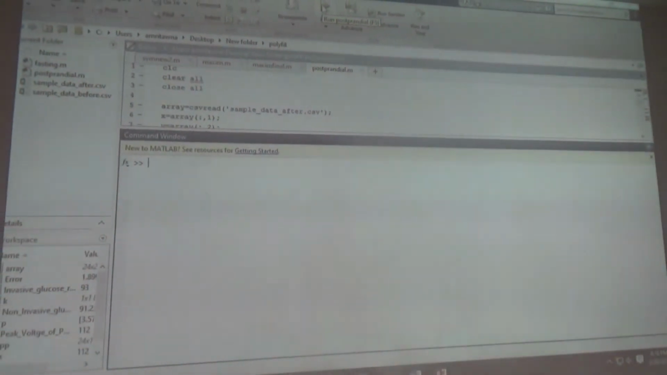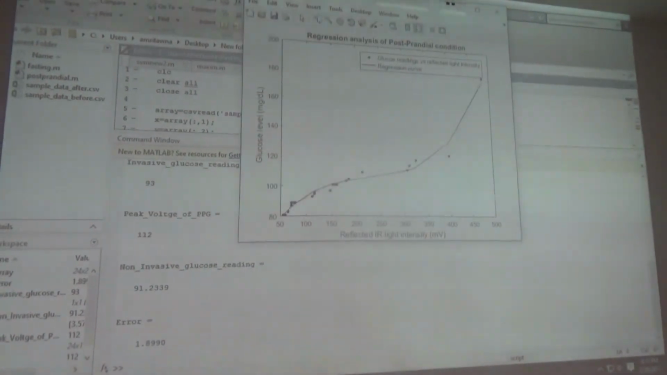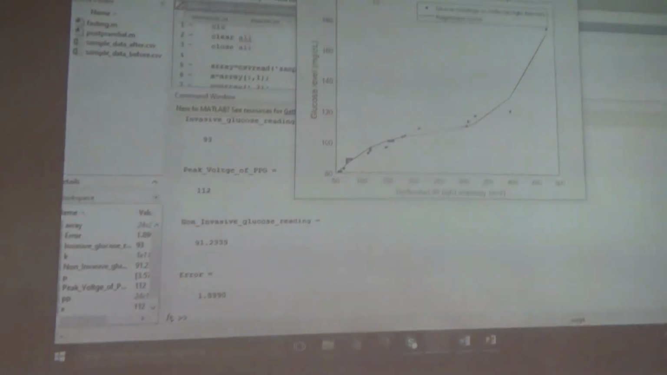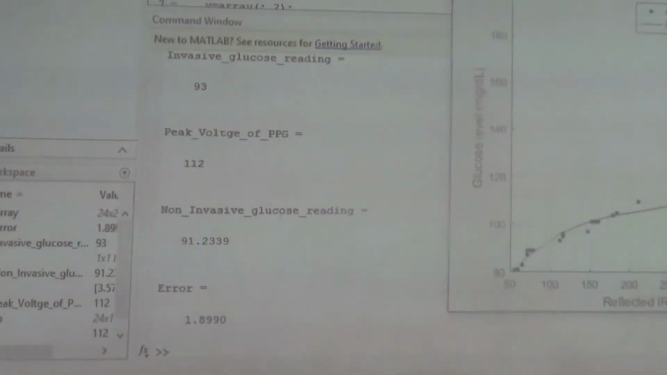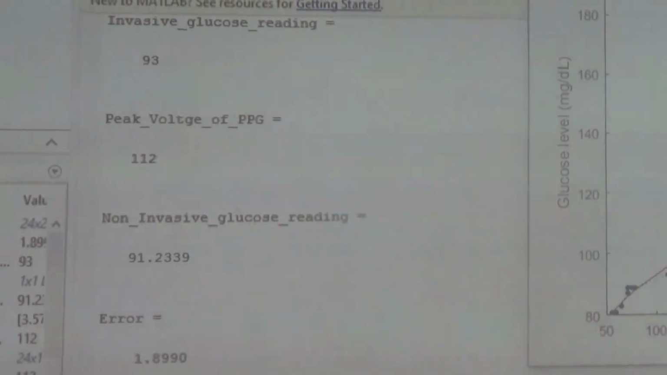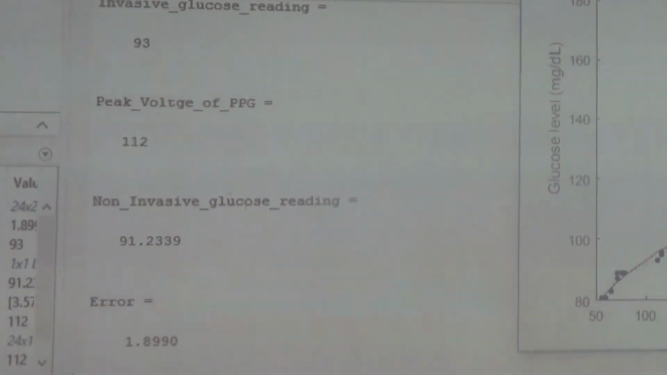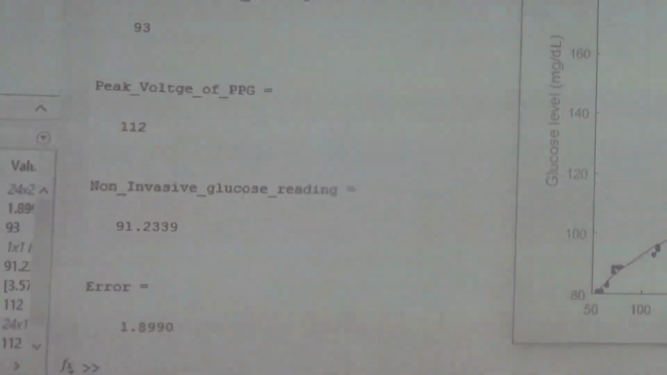Similarly, in case of blood glucose measurement, we are using regression analysis for this purpose. The graph shows a polyfit analysis of postprandial condition from which we can calculate the non-invasive blood glucose level. So here, the non-invasive glucose reading obtained is as displayed with an error of about 1.8 milligram per deciliter.